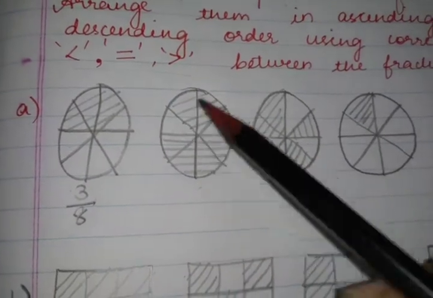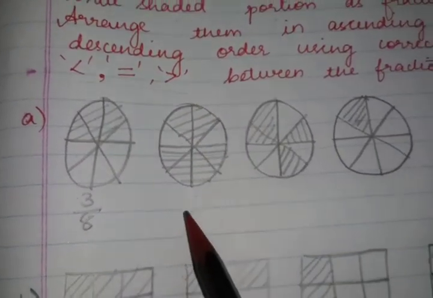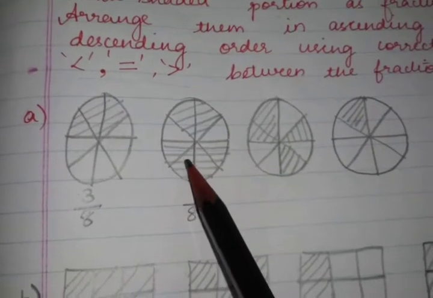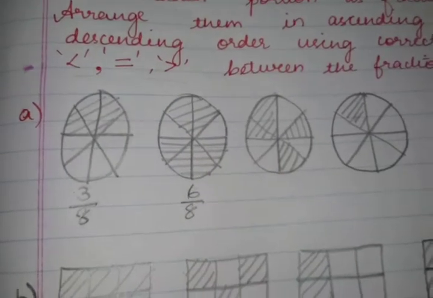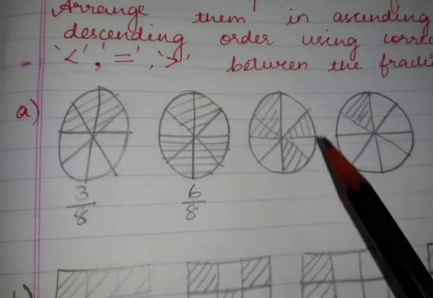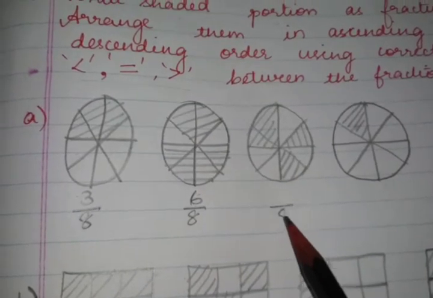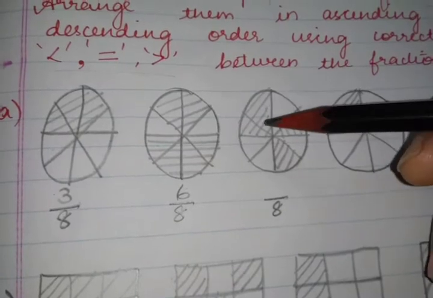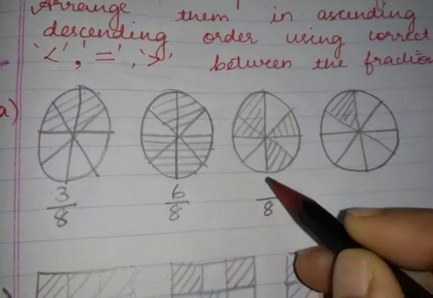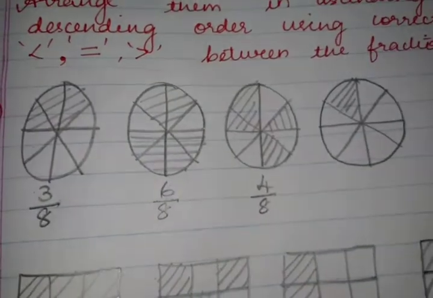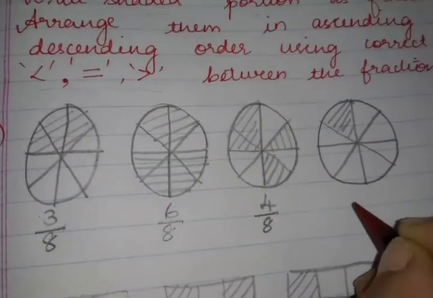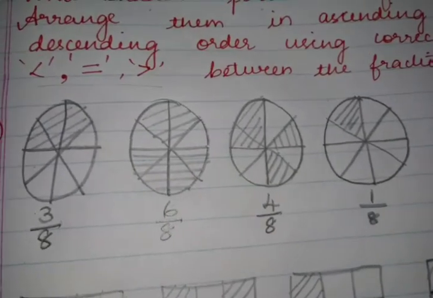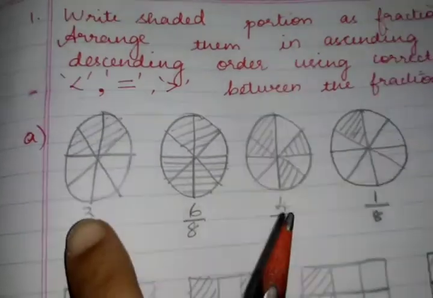Next, here also we have 8 regions. In that, how many regions are shaded? 1, 2, 3, 4, 5, 6. 6 regions are shaded. In this diagram also, totally 8 regions are there. How many regions are shaded? 1, 2, 3, 4. So totally 4 regions are shaded. For this question, totally 8 regions are there. In that, only 1 region is shaded. So first we should write the fractions.